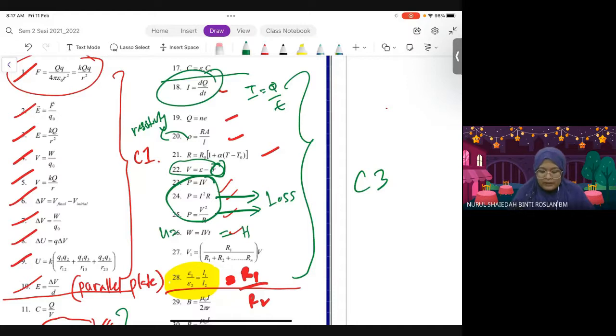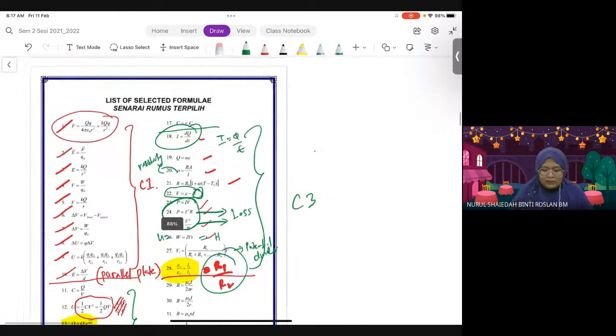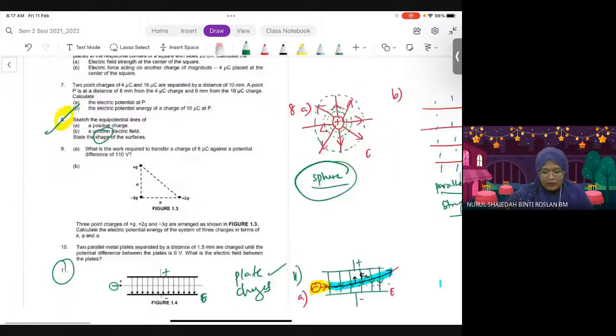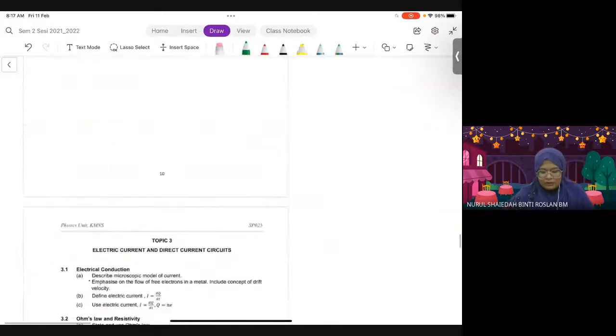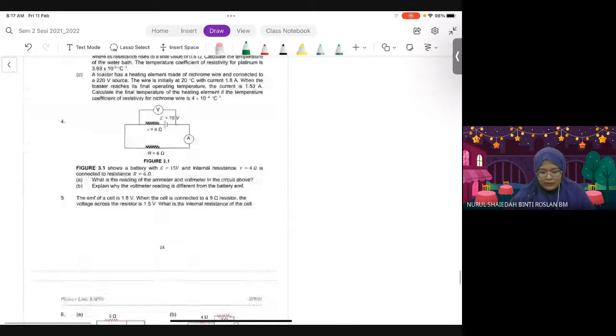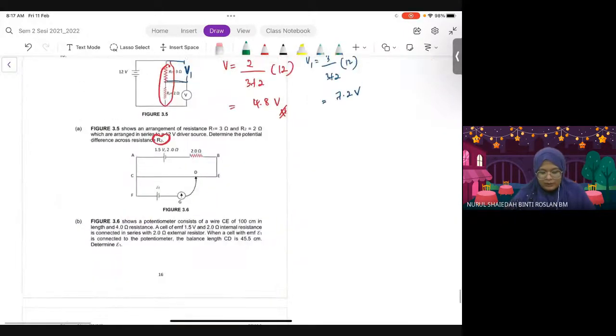Okay, yang ini adalah formula untuk potential divider. Dan last sekali adalah potentiometer. Semalam you belajar pasal potentiometer. So you tambah satu lagi formula R1 over R2. Okay, so saya mula dari bawah sebab kita baru belajar potentiometer. So kita dah excited pasal potentiometer. So kita buat pasal potentiometer ni.